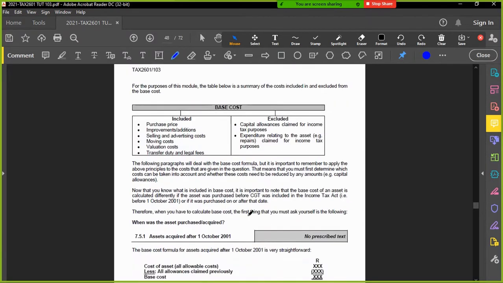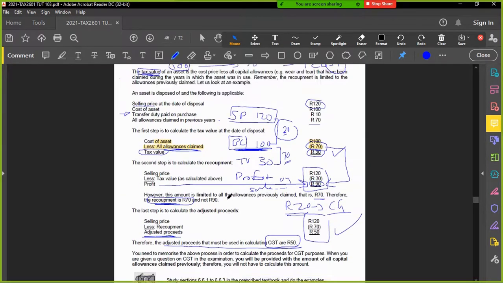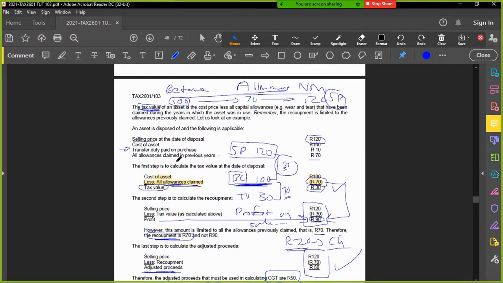Okay, what else do we have here? Okay, there's the note about what's included and what's excluded. I see they've mentioned it again. I think we need to correct Eunice's working here then. Transfer duty paid on the purchase. What happened here? Okay, whose purchase was this?